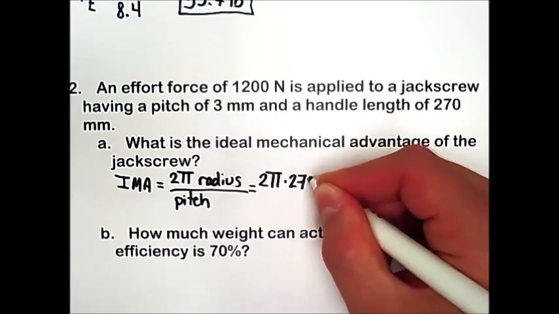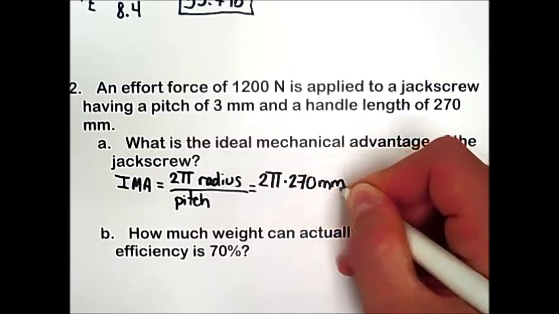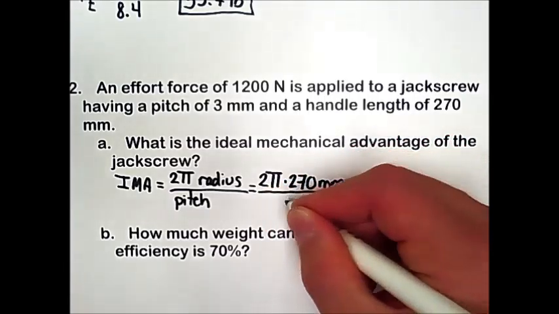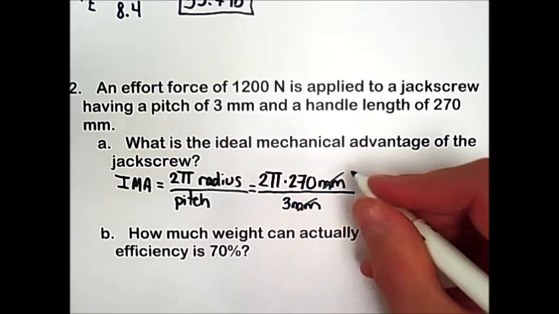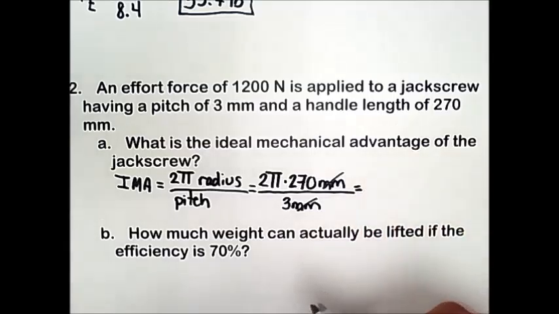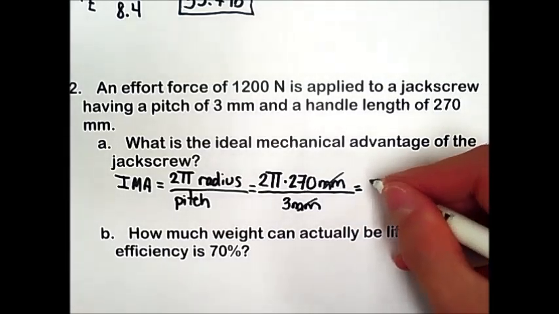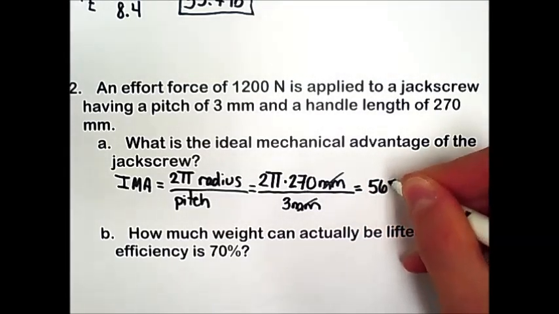So when we take 2 times pi times 270 millimeters and divide that by the pitch of 3 millimeters, these millimeters cancel out. That's why we don't have to convert their units. And we end up with an ideal mechanical advantage of approximately 565.